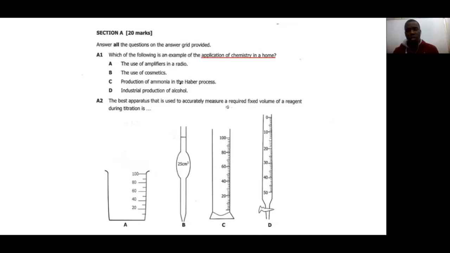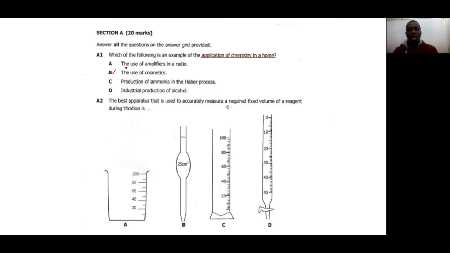Let's go to C. Now, production of ammonia in the Haber process, that is also an industrial production where ammonia is produced in large quantities. So that one is out. Now, let's look at the use of cosmetics. We are talking about things like lotions, soaps, and so on. Things that we tend to use in our homes, like lotion for our bodies, chemicals for the hair, and other chemicals. Those fall under cosmetics. So definitely B was the correct answer here.